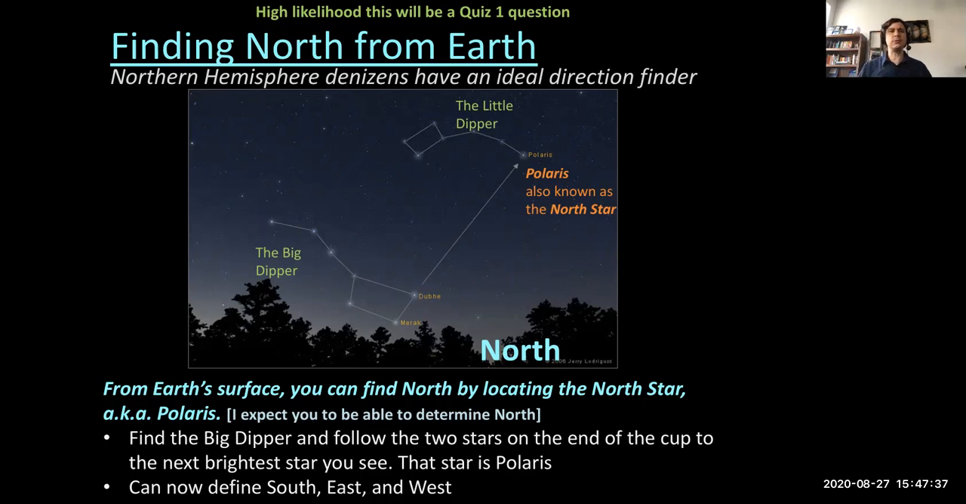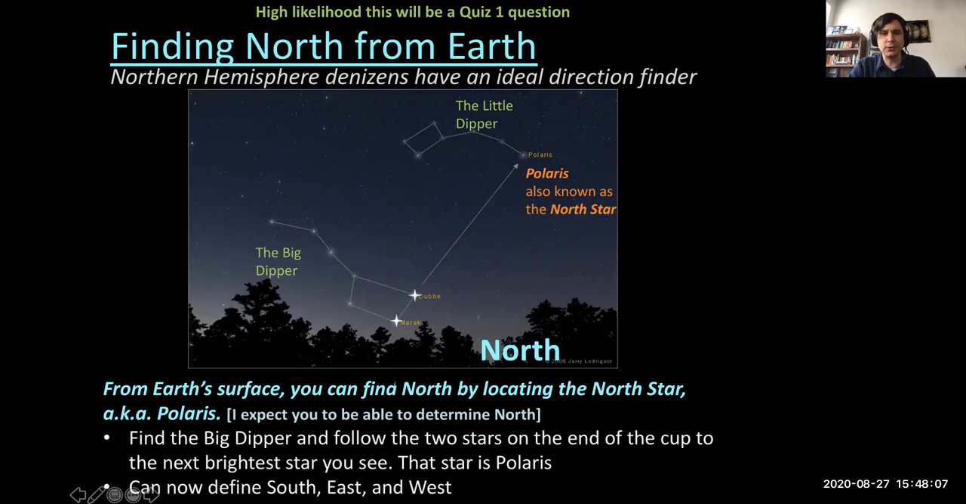So what we want to do is determine north, and what we're going to do is use two asterisms, patterns in the sky, to do so. We have the Big Dipper, and we're going to use the Big Dipper to point us towards Polaris, the North Star, which is in the Little Dipper. So the way you want to do this is you find the Big Dipper in the sky. Remember, everything's going to be rotating. Think about those star trails, but you can always find the Big Dipper pretty easily.